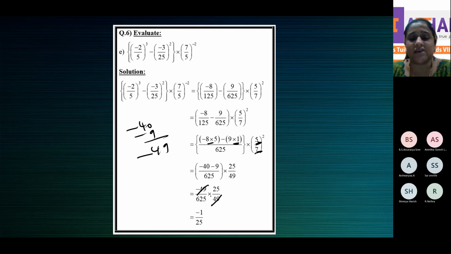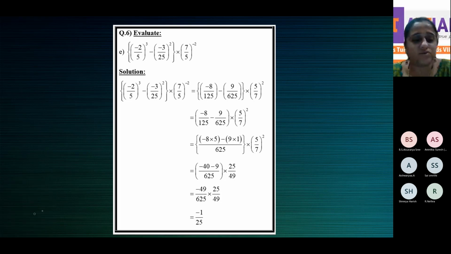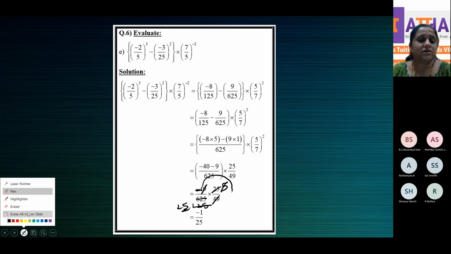49, 49 gets cancelled. 25 ones are 25, 25 times 625. Or you can even reduce using the tables of 5. 49, 49 gone. 5 fives are 25, 125 times. And then 5 ones are 5, 25 times. You can also do it like this. So in the numerator, we have 1, denominator 25. So minus, and then you can see the minus sign here. So minus 1 by 25.